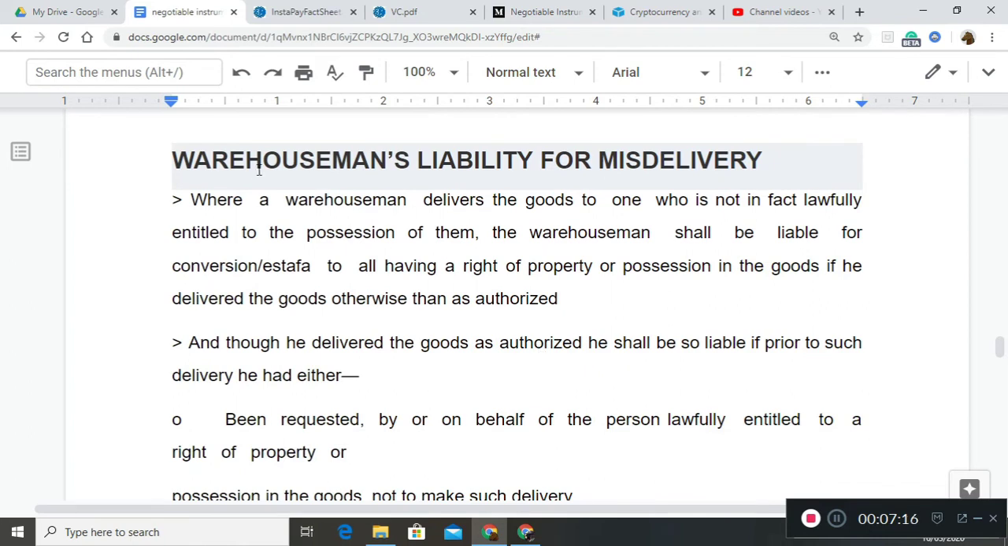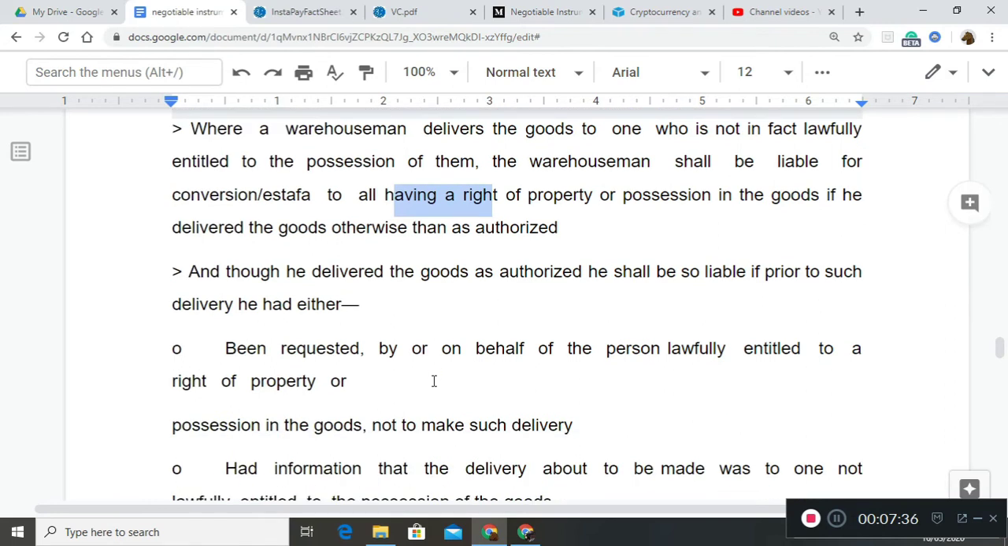What if the warehouseman misdelivers? If the warehouseman delivers to one who is not lawfully entitled to possession of the goods, he shall be liable for conversion or estafa to all having the right of possession to the goods.